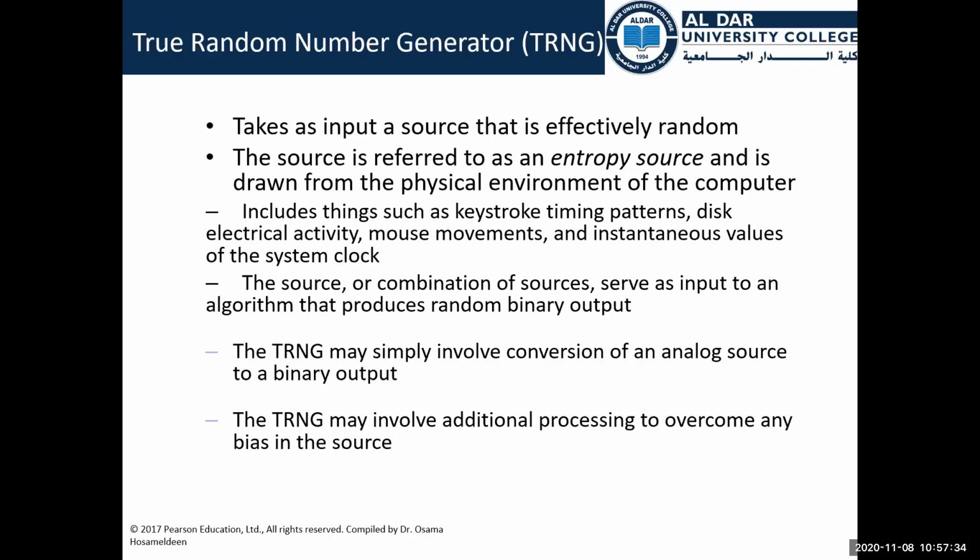But for the biased coin, the probability of head is greater than the probability of tail or vice versa. So the coin prefers some values. For example, maybe the probability of head is 0.75 and the probability of tail is 0.25. So this is biased, meaning that it prefers some value compared to other. So maybe we include some additional processing to overcome this bias in the source.